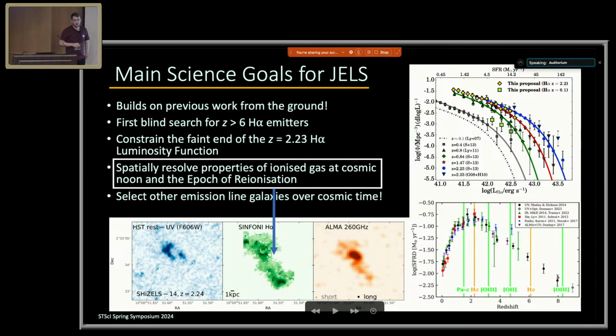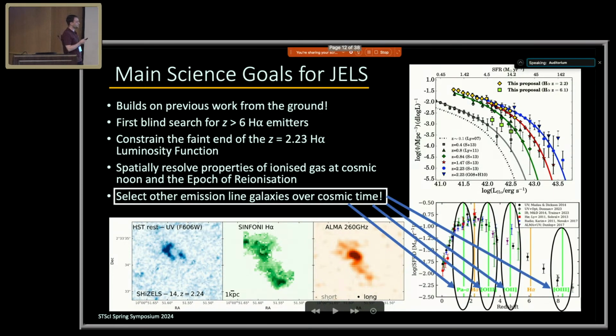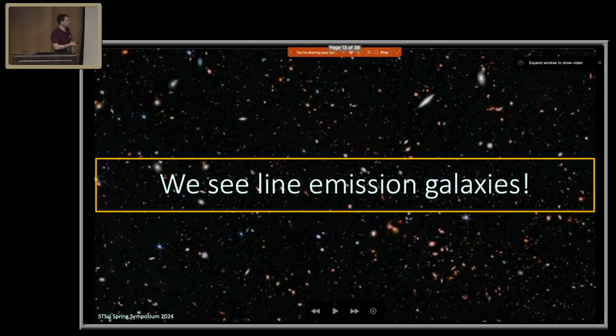As mentioned about the resolving power from JWST, given that the H-alpha emission line traces ionized gas, we're able to spatially resolve this both at cosmic noon and epoch of reionization, thanks to JWST, and get down to sub-kiloparsec scale resolution as well. And of course, we don't just select H-alpha with these narrowband studies, but we also select other emission line galaxies across cosmic time, a few listed, including the Paschen lines, [NII] and [OIII].